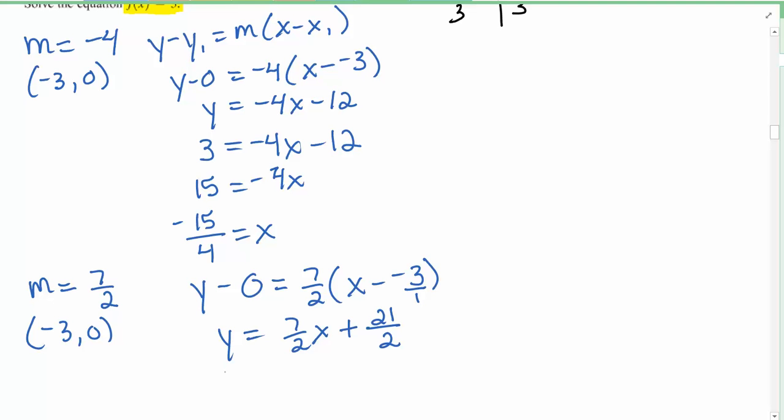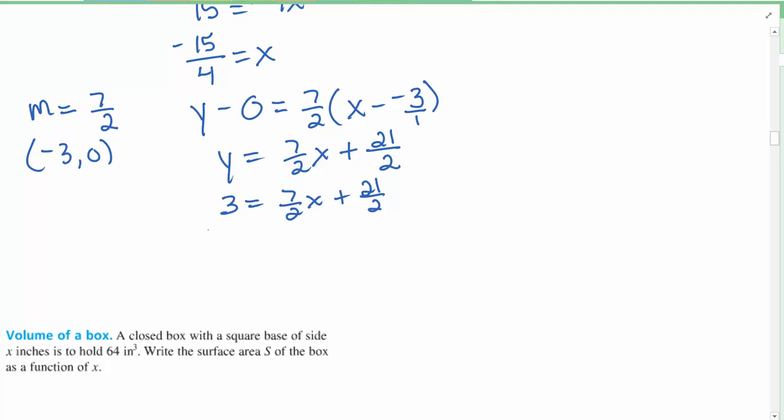Okay, and now we're going to see what value of x makes this equation 3. So we put 3 in for y, and we say 3 equals 7/2 x plus 21/2. In order to solve this, we'll subtract 21/2 from both sides. So you're going to do, let's see, 3 minus 21/2 is equal to 7/2 x. So when you want to do this type of subtraction, you're going to have to get a common denominator here. So we'll think of this as 6 over 2, because we multiply by 2 over 2. So it's going to be 6 over 2 minus 21 over 2, which is then 6 minus 21 all over 2, which is -15 over 2, is equal to 7/2 x.